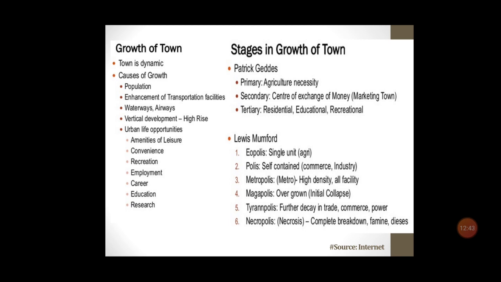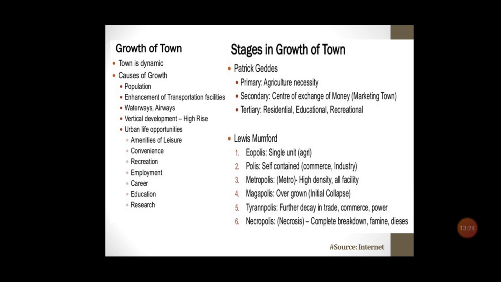Stages in growth of town. So Patrick Geddes says that primary, secondary, and tertiary are the particular stages. And Lewis Mumford has said: eopolis, single unit, agriculture; polis means self-contained commerce and industries; metropolis, metro means high density, high facility; then megalopolis means overgrown, initial collapse; then tyrannopolis, further decay in trade, commerce, power; and necropolis, that is necrosis, complete breakdown, famine, and diseases. So these are the stages in the growth of the town.